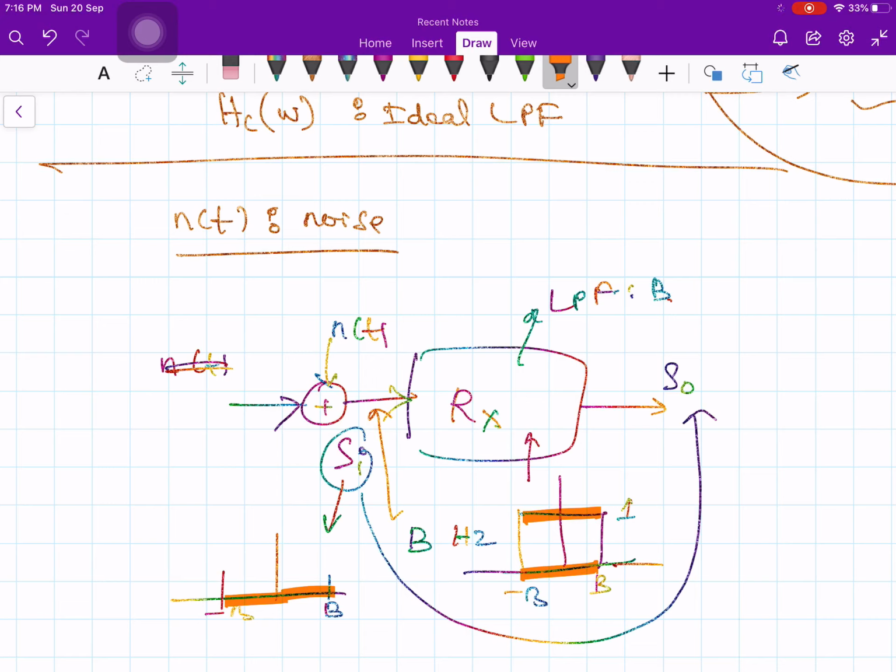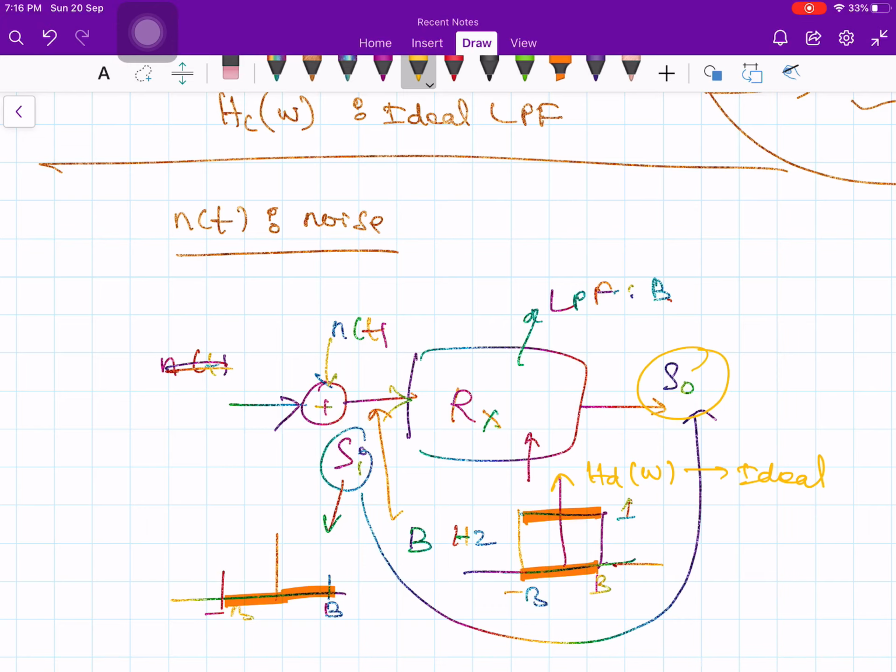So this is my H_D of omega, the receive de-emphasis filter or receiver filter. And this H_D of omega we assumed to be an ideal filter. That means it doesn't do anything to the spectrum. If it is ideal, it will not disturb the spectrum as long as it lies between 0 to B hertz and minus B to 0 hertz. So basically you see the same thing at the output of your receiver.